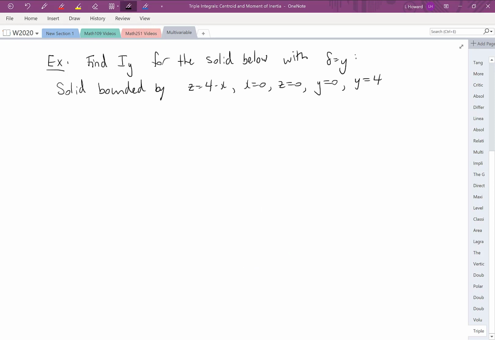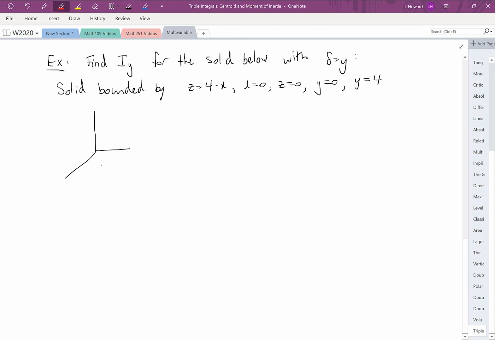In this problem, we're going to find I sub y, so that's the moment of inertia with respect to the y-axis for the solid described below, and we're given our density function. So density at every point throughout the solid is equal to y. All right, so here's our solid bounded by 5 different planes. So let's see if we can draw them.